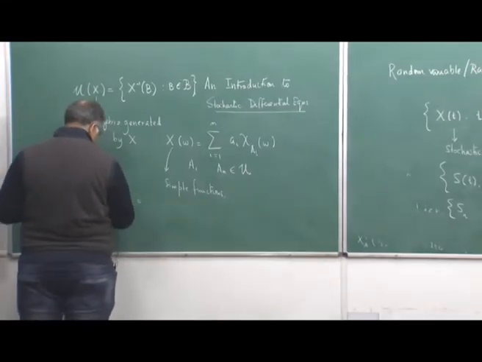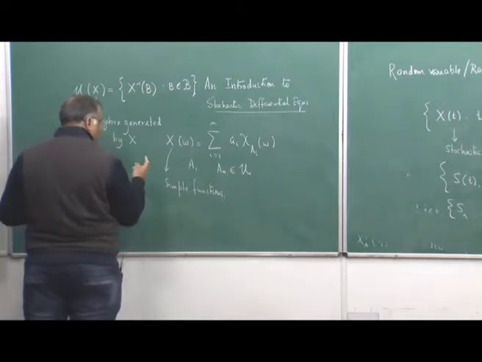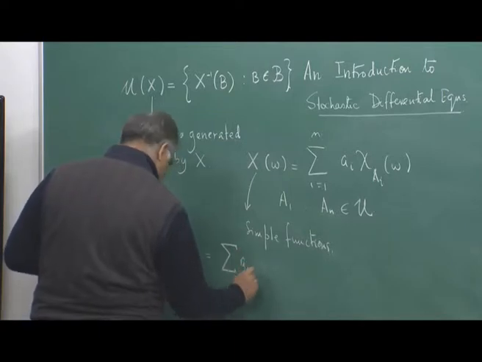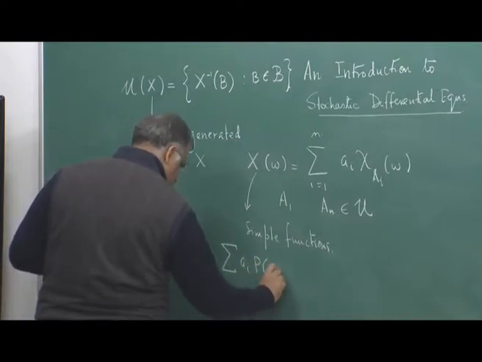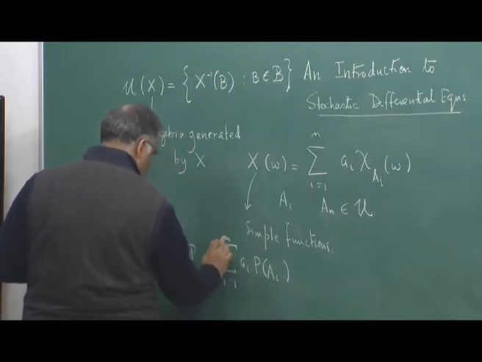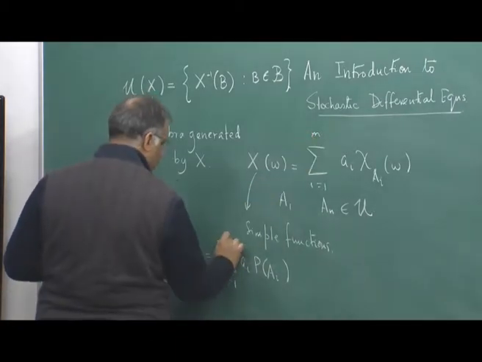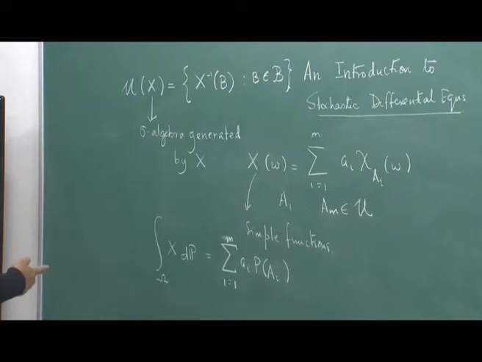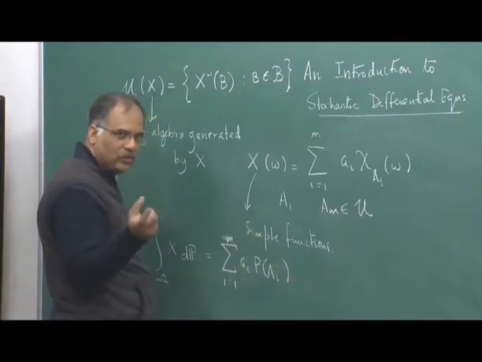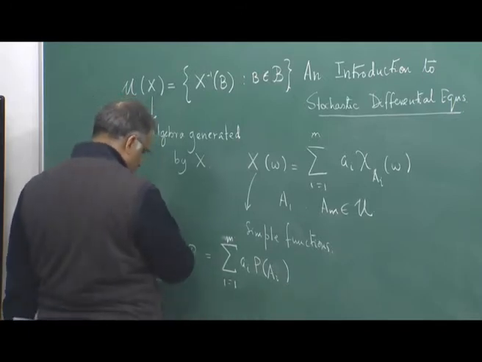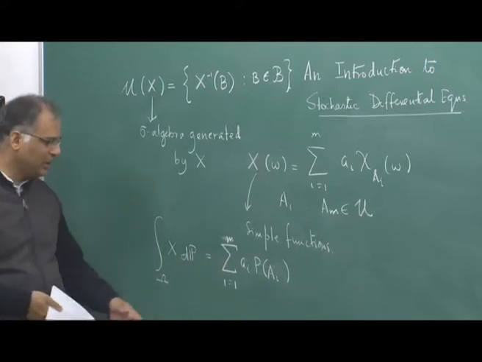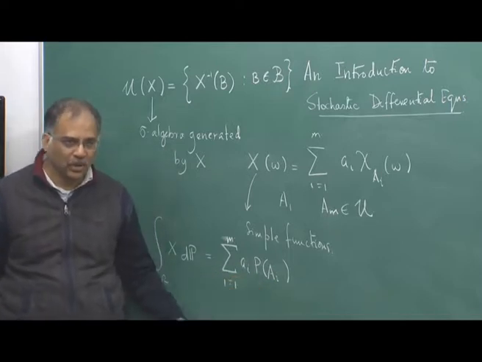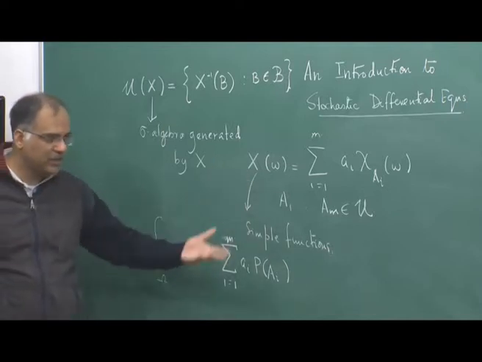So, for a simple function, we define the integral of X with respect to the probability measure P as the sum from 1 to m. So, this is the definition. The probability of A_i is known because these are events, so you know the probabilities of that. Then the integral is nothing but this. What essentially is this? If anybody has learned some probability, they will immediately recognize that this is nothing but the expected value. But this is for a very simple setup.